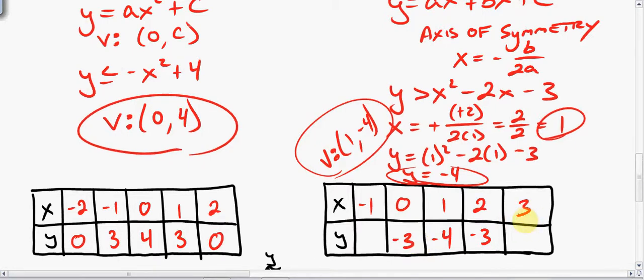Then I'm going to go ahead and plug in 3. 3 squared is 9. Negative 2 times 3 is negative 6. So 9 minus 6 is 3. 3 minus 3 is 0. So both these values are 0.